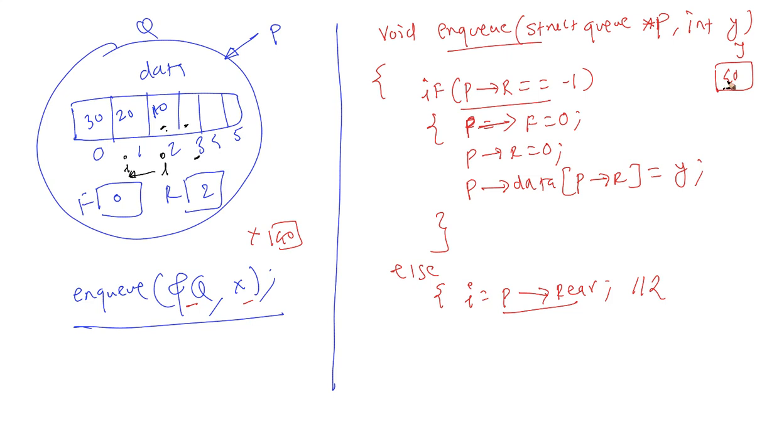If y is greater than data of I, data of I will be shifted to data of I plus 1. I was 1, I plus 1 is 2, so 20 will be shifted to data of 2, this location, right? And then again I'll decrement I, it will come to 0, and data of 0, that is 30, is compared with 40. Again 30 is less than 40, so shift 30 also, right?